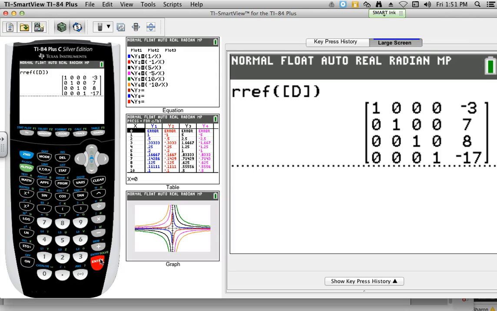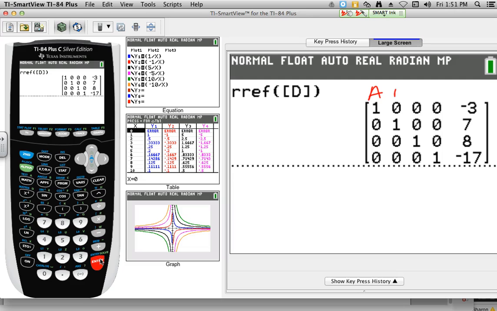There are the solutions. Remember that what we were looking for here was A, B, C, and D. And these are what they are, depending on where the 1 is located. So if the 1 is under A, it's -3. If the 1 is under B, it's 7. If it's under C, that's 8. And D, -17.